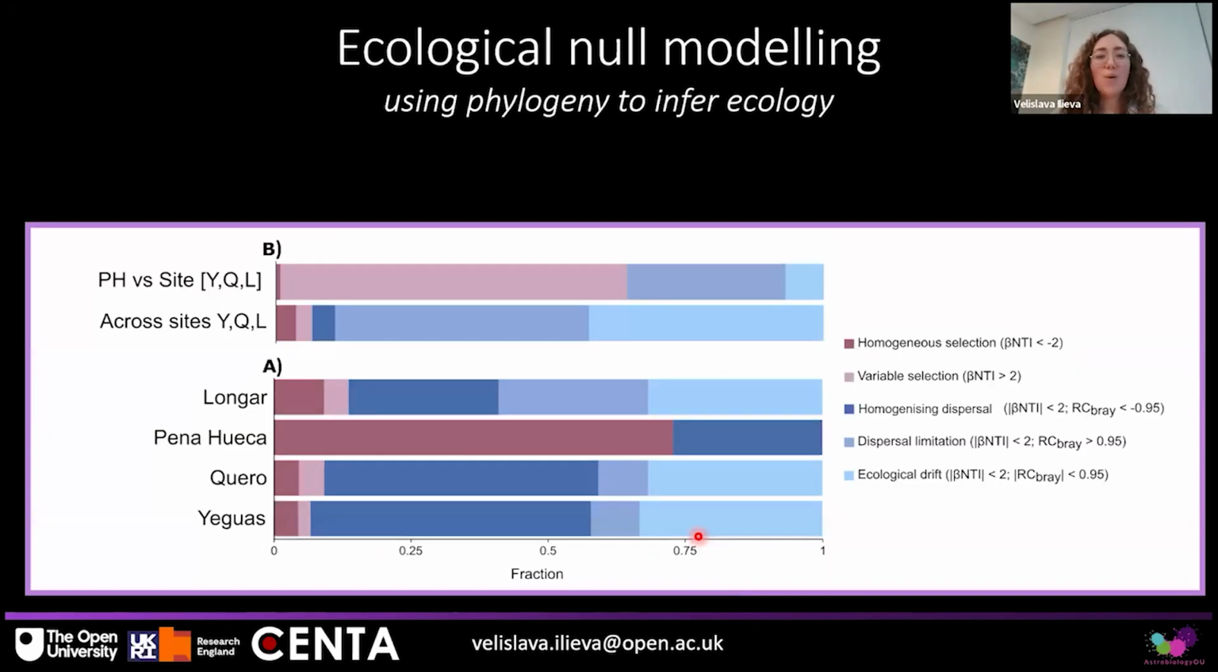So after all this complicated setup, the output of the analysis is actually very simple and straightforward. Here in figure A, I've compared the communities within each of the sites with each other. And I saw very clearly for Yaguas, Kero, and Longar, their communities are mainly affected by stochastic processes, in the shades of blue. So we see that homogenizing dispersal and ecological drift are the two dominant ones. So again, very expected for communities at these sites.